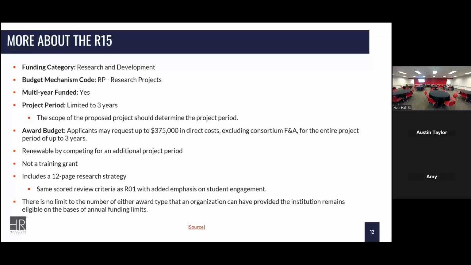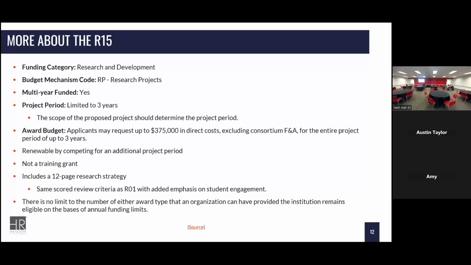So a little bit more about the R15. It's a multi-year award. It's funded for up to 3 years at a time and renewable. With that being said, the maximum budget request for this is $375,000. And you request what's needed for your work. So you might not need $375,000, you might need $100,000. Tom might tell you go for the $375,000, whatever it is, you just need to make sure it aligns with the scope and scale of your project and it's sufficiently justified in the budget.